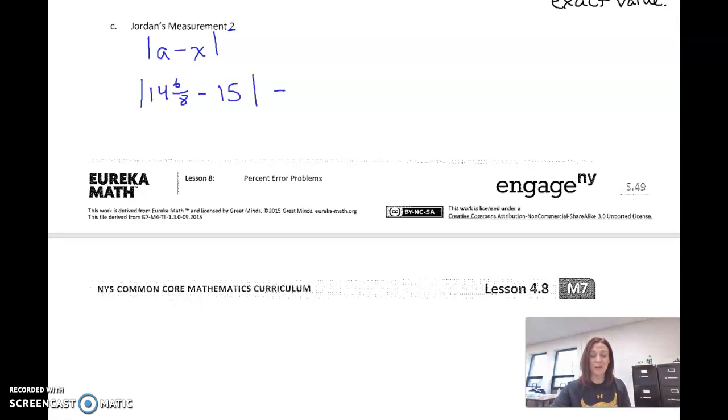So now here's why absolute value comes into play. If I were to subtract these two things, notice we're like 2/8 away from 15. So this is actually a negative 2/8. But we're not interested in if the measurement is too small or too big. So that's why we take the absolute value of it. So that is really the absolute value of 2/8. How far away from 0 is 2/8? It's 2/8. Or, as we did before, 1/4 or 0.25.